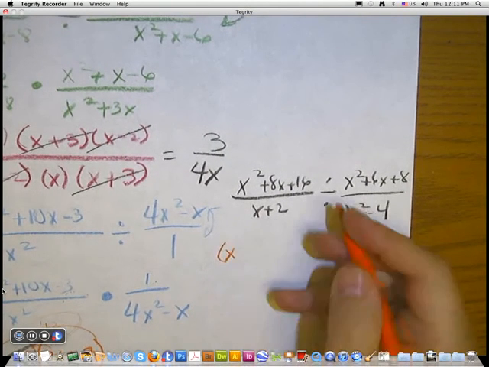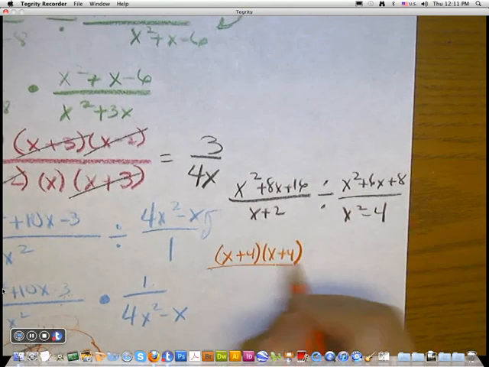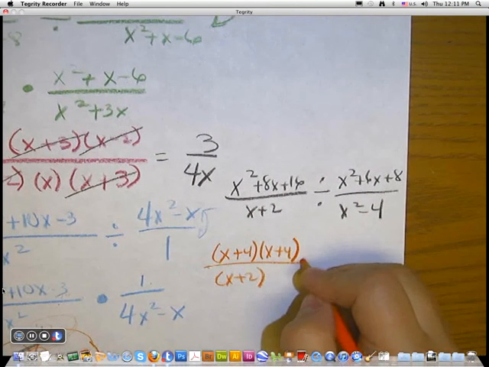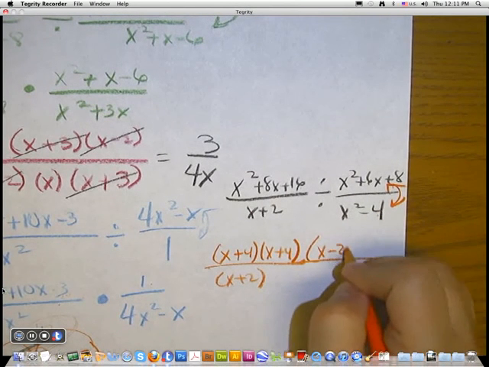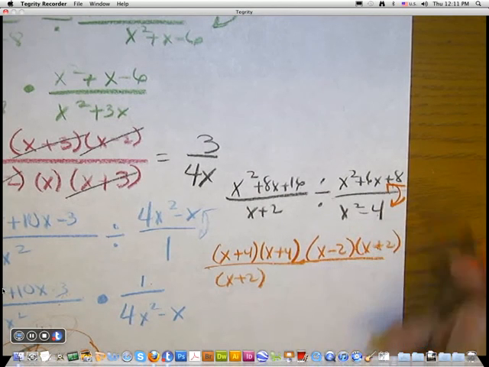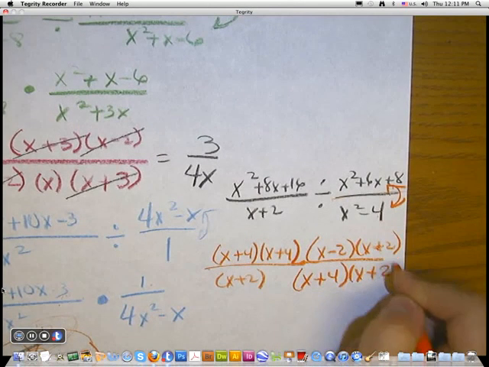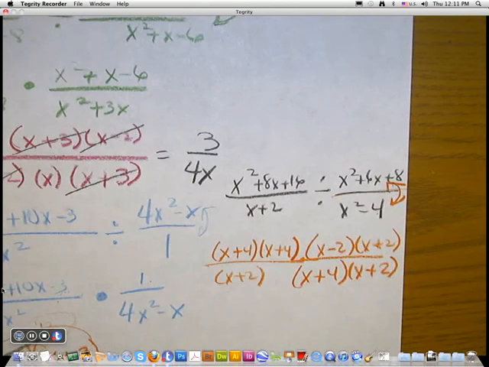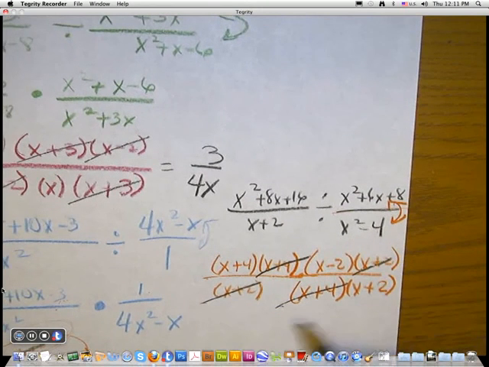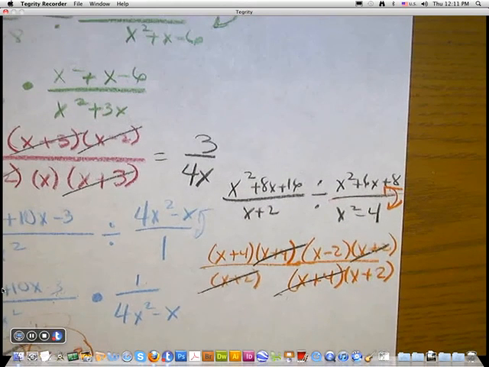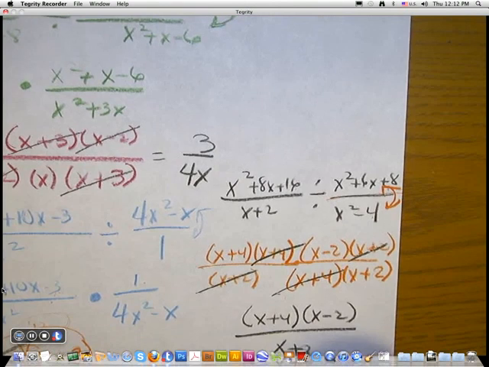All right, to factor the first one, multiply to 16 and add to 8, so we get x plus 4 over x plus 2. We're going to multiply and we're going to reciprocate. So x squared minus 4 is a difference of two squares, x minus 2 and x plus 2. And the bottom multiplies to be 8, adds to be 6, so that's a plus 4 and a plus 2. What's alike? What's going to cancel out? X plus 4, x plus 2, and it doesn't matter which one, as long as it's only one. So left standing, x plus 4, x minus 2 over x plus 2.